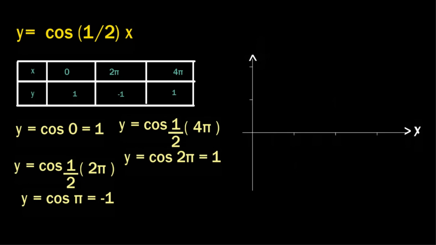With these data points, we can start to draw. x, y, 0. So 0, 1 is the first data point, and 2 pi, negative 1 is the second data point, and at 4 pi, we will get 1 as the answer. So we will have a U curve.